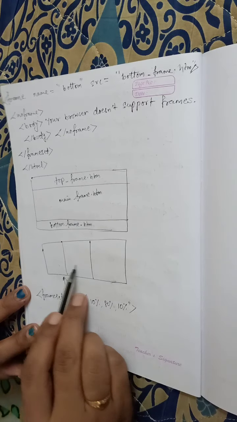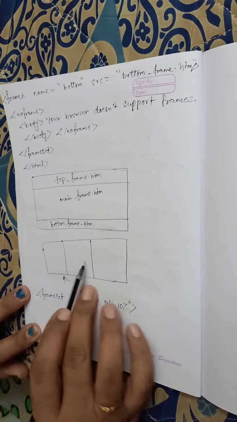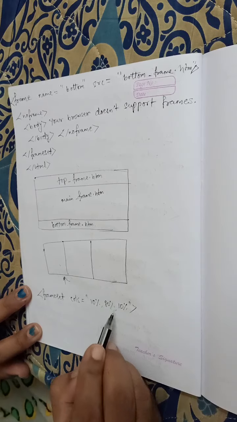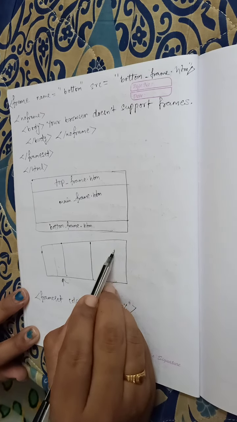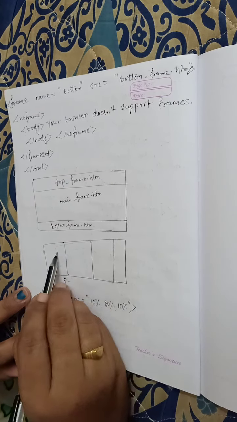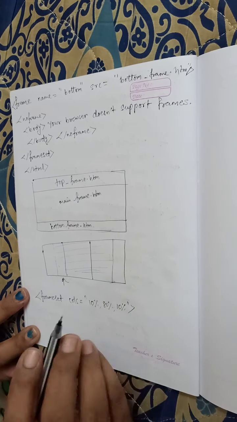So here the partitions are not equal. If I am writing 10, 80, and 10, then this will be 10%, and this total will be my 80%. That is my middle frame.